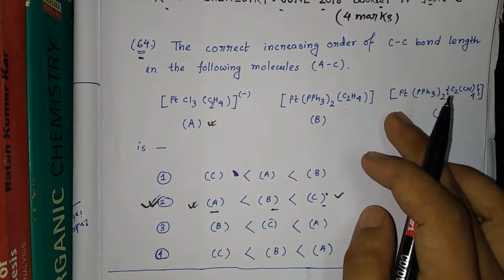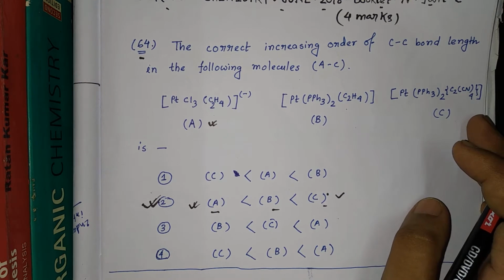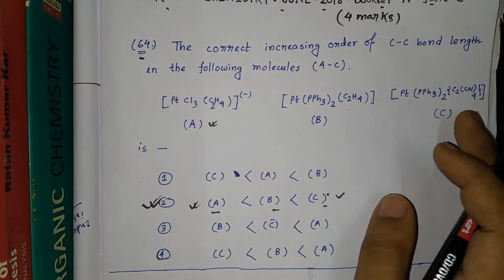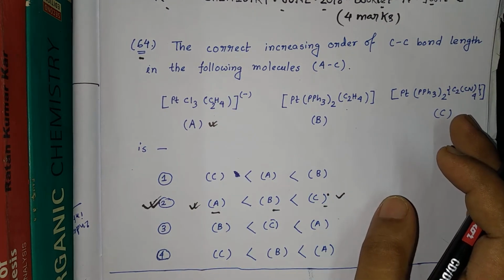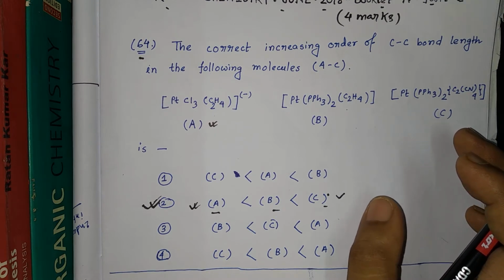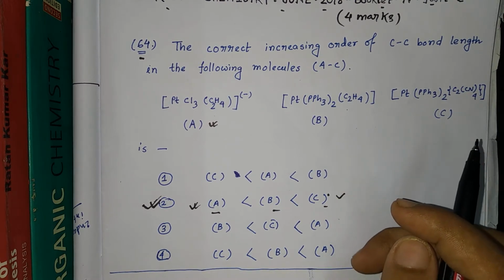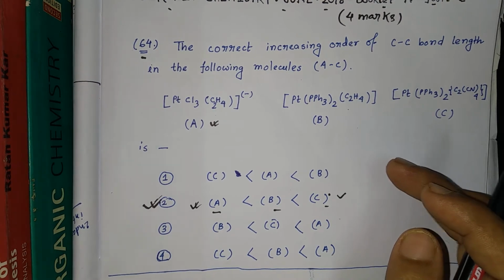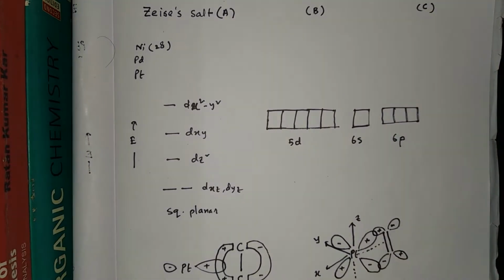Here you can see three complexes are given, and all of them have an alkene. We have to determine the order of the C=C bond distance of the alkene, and among these four options we have to determine which one will be right. Okay, so first we will come to the mechanistic details of this reaction.